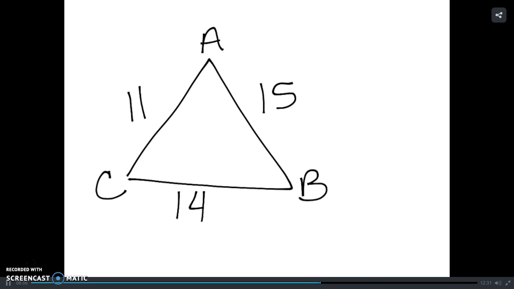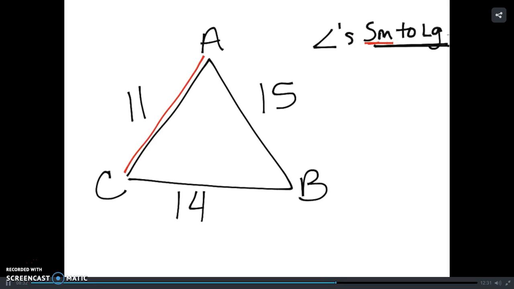Okay, so let's try an example. On this triangle, they've given us the sides, and they would like for us to list the angles in order from smallest to largest. That order is going to be really important. You have to be sure you read the directions. So we're looking for smallest first, so we want the smallest side. We look at these and we see 11 is our smallest side. That means that the angle across from it, angle B, is our smallest angle. So angle B would be listed first. This is our smallest.